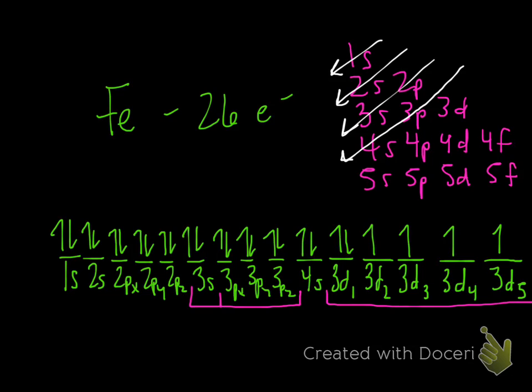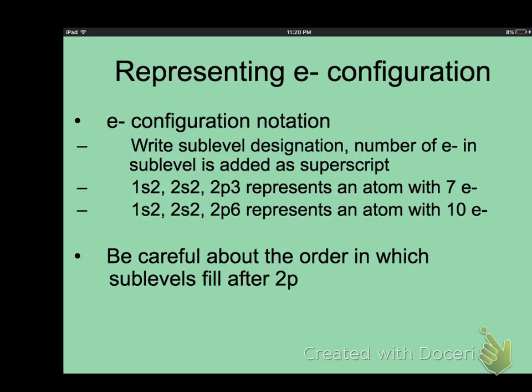Now, let's look at a quick shortcut, or a second way to show electron configuration. The second way that we can show electron configuration is called electron configuration notation. And it's a shortcut from orbital notation, because we no longer draw every single orbital. We just designate the subshells and note how many electrons are in each of them. Let's go back to our carbon atom and practice.